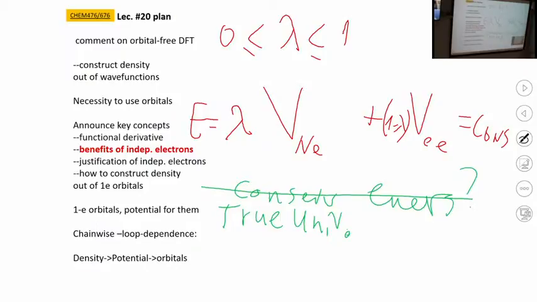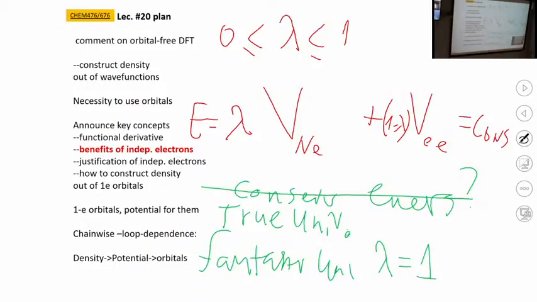When both of these factors have the same proportion, and there is an imaginary, fantastic, unreal universe where lambda equals 1 and 1 minus lambda equals 0.